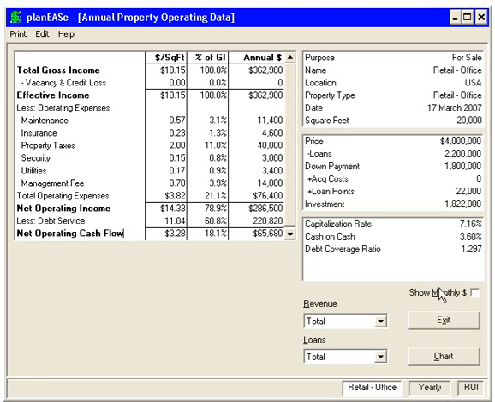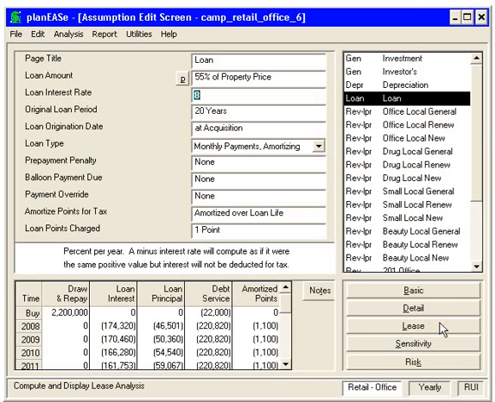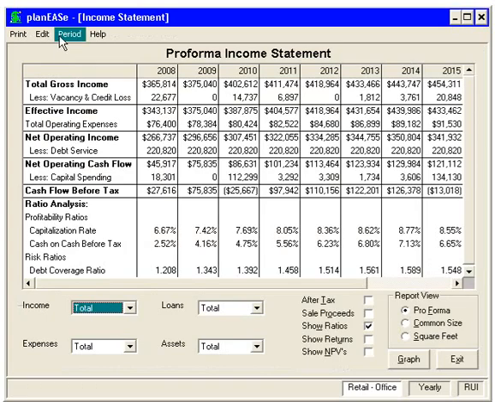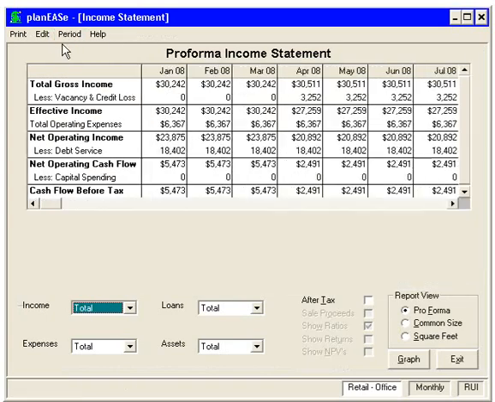In this property, we're going to click on Exit to the bottom right and go to the Report Income Statements and take a look at the first year on a monthly basis. And here we can see we have the net operating income, and it changes during the year because we have some vacancies. But notice that the debt service stays the same all the way through.